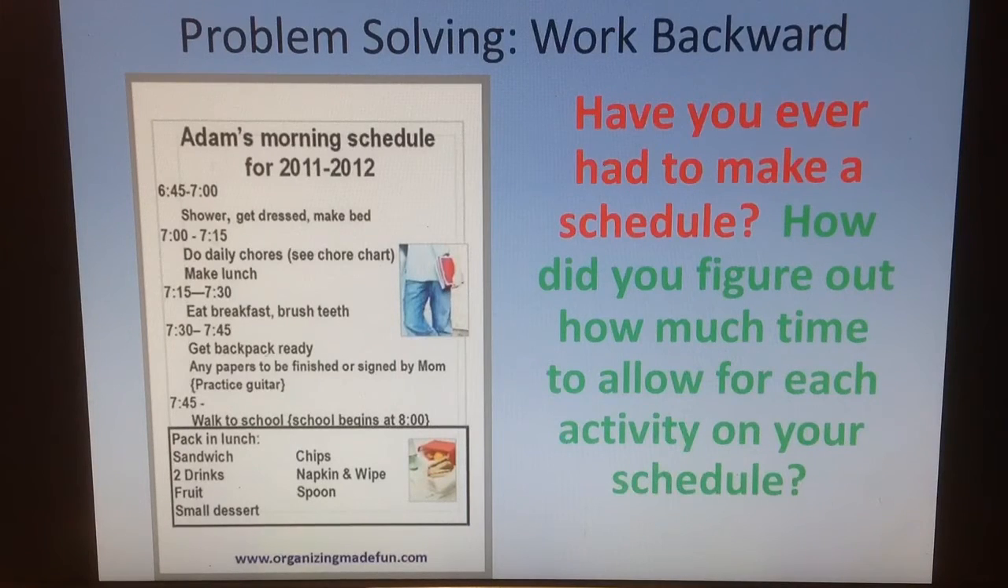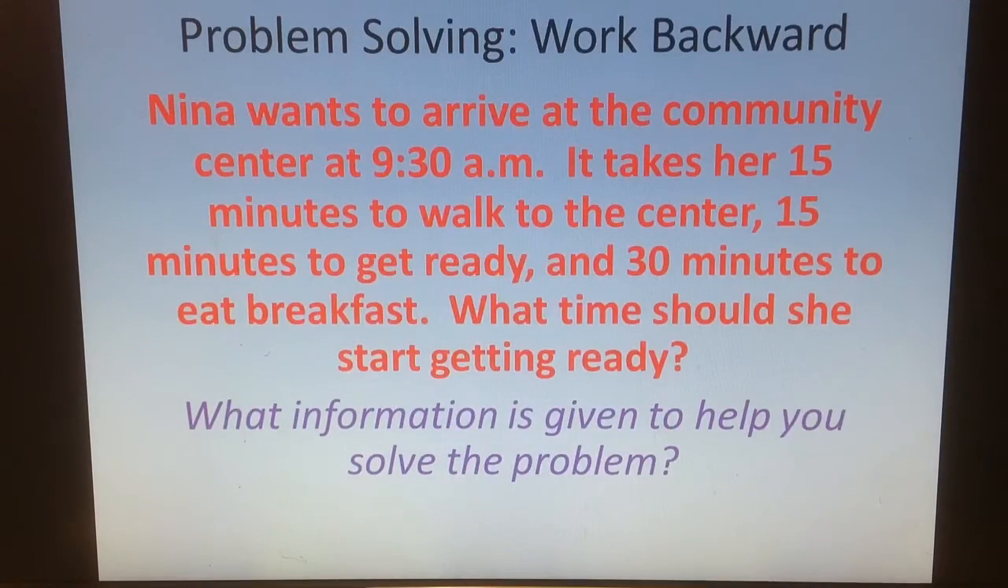So have you ever had to make a schedule? I put an example of a schedule up there on the projector. How did you figure out how much time to allow for each activity on your schedule? So we thought about this, making schedules and making sure we could get somewhere on time, be somewhere on time. Here's the kind of problem we looked at today.